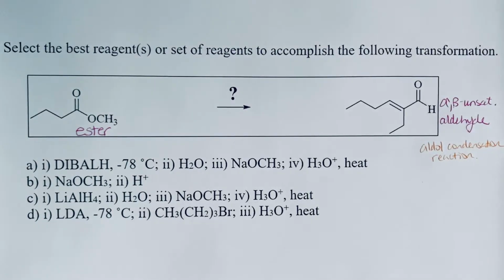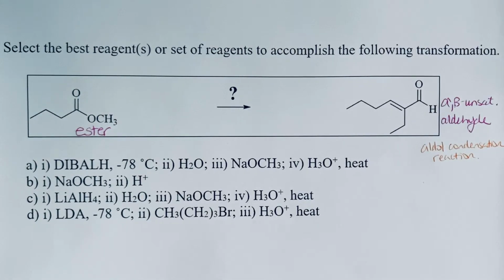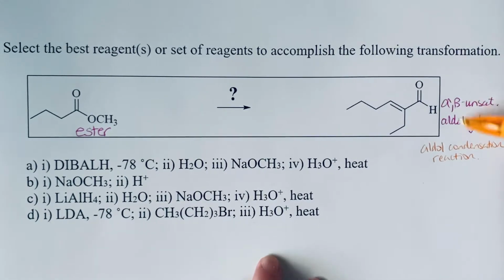So an aldol addition reaction is where you bring together two equivalents of the aldehyde. So one is the enolate, one is the aldehyde. In an aldol condensation reaction, you do that, but then you eliminate to lose water. So the immediate precursor to this alpha beta unsaturated would be the aldol addition product.